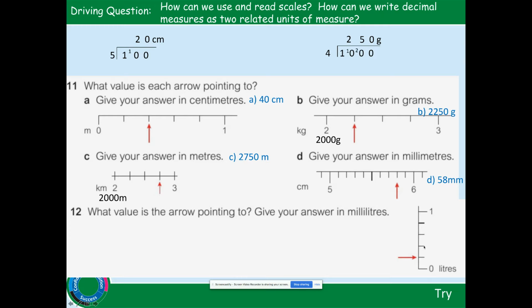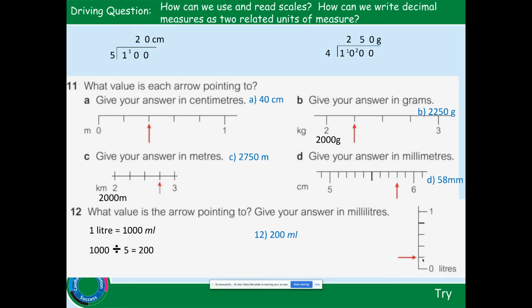200, 400, 600, 800, 1,000. 1,000 milliliters in a litre. So our jumps are 200 milliliters. We've only jumped up 1, so our answer is going to be 200 milliliters. Oh, I've done the dividing there anyway.